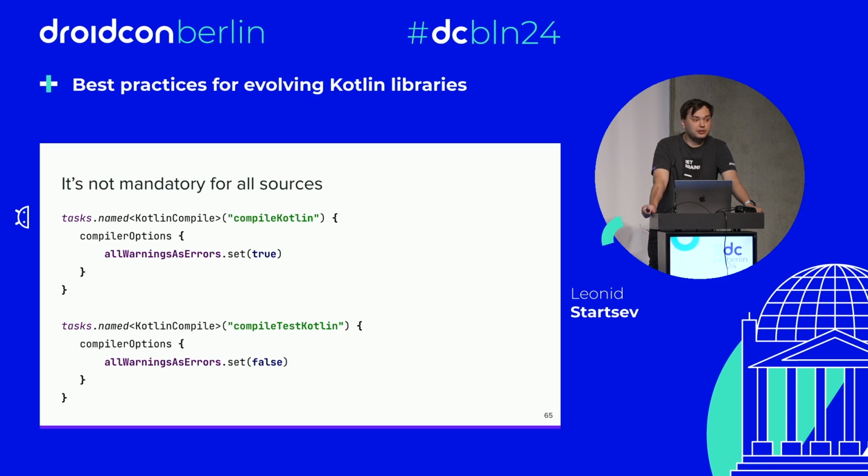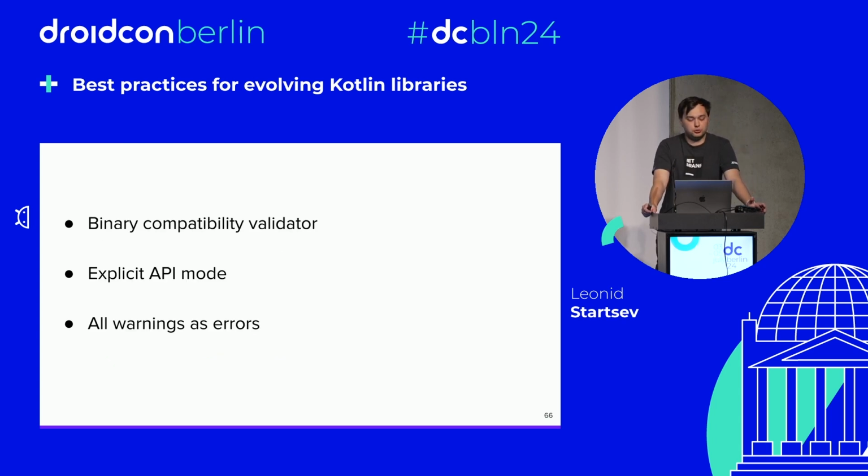Unfortunately, we also write tests. And for tests, it may be convenient to just prototype, experiment, or write different things. And when you run the test in your development iteration, the additional errors may cause delays and unnecessary pain. So what I personally use is I enable the all warnings as errors setting only for main production sources. And for the test sources, for the compile test Kotlin task, you can leave this setting as false, as shown on the slide.